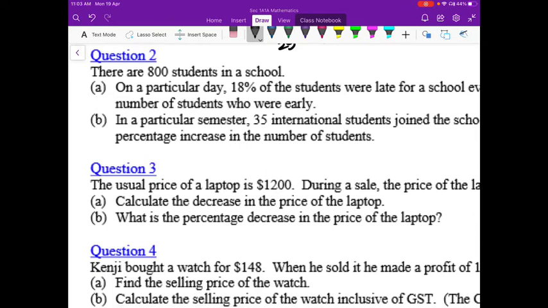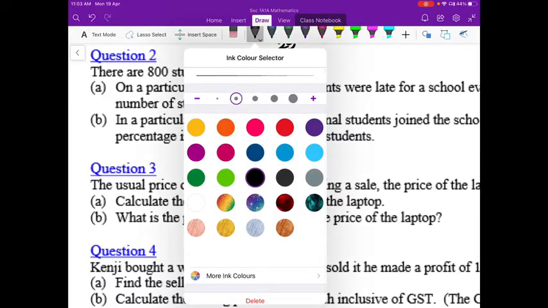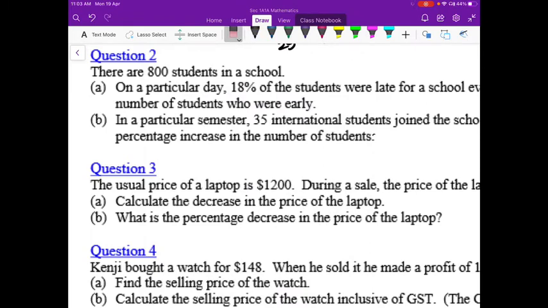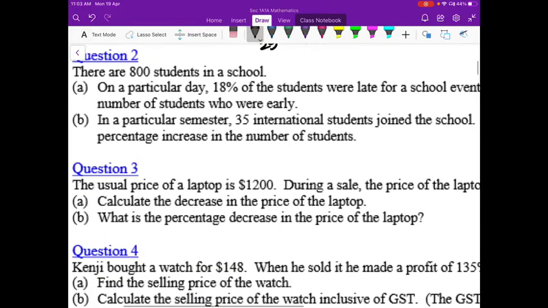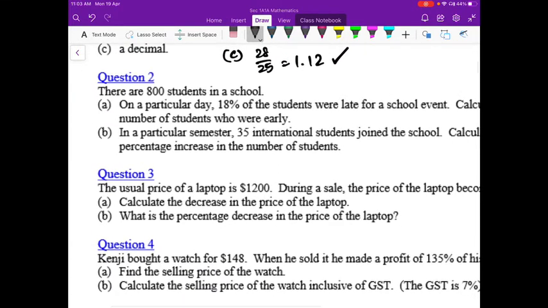Okay, question 2. There are 800 students in a school. How many students? Okay, Indra. How many students are there in the school? 800. On a particular day, 18% were late for a school event.